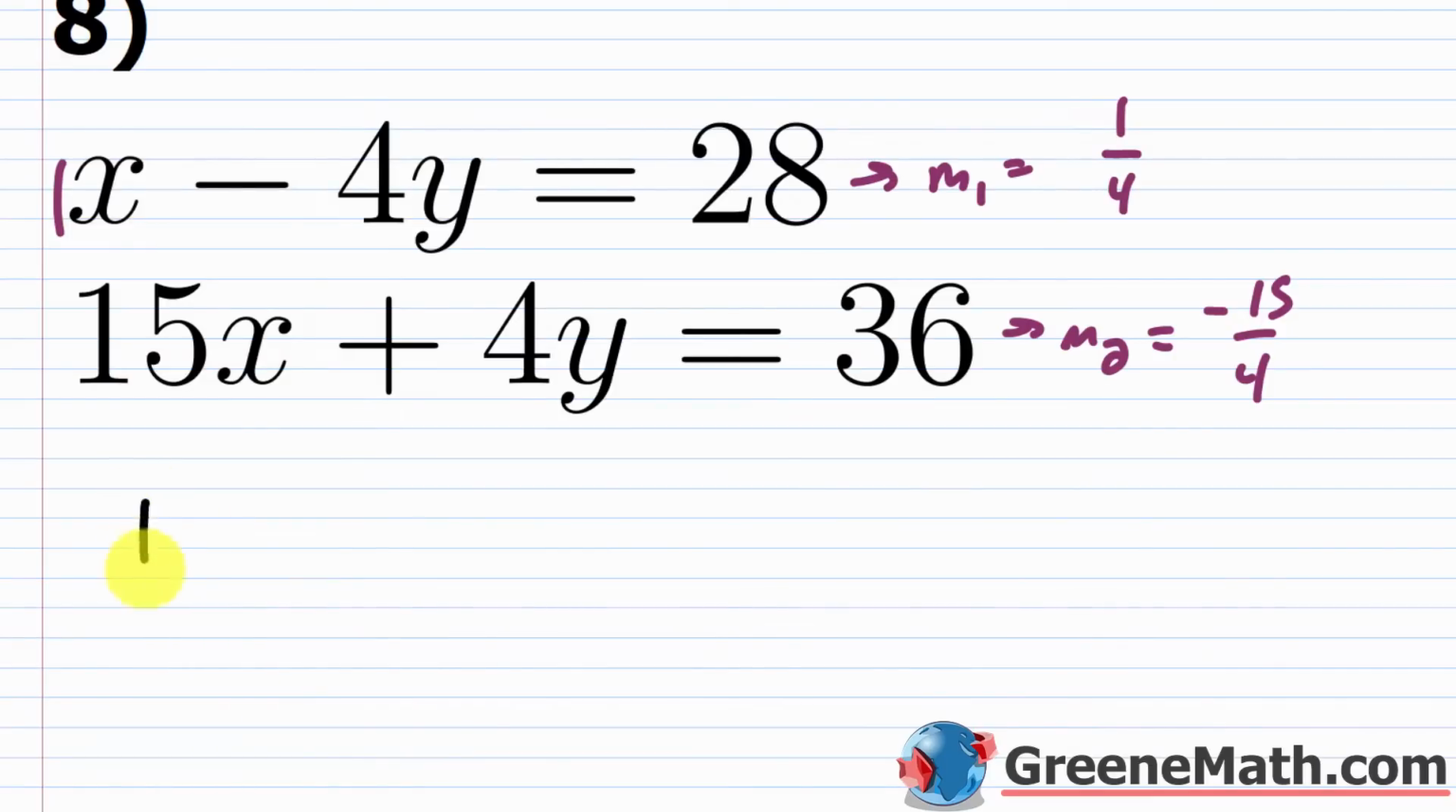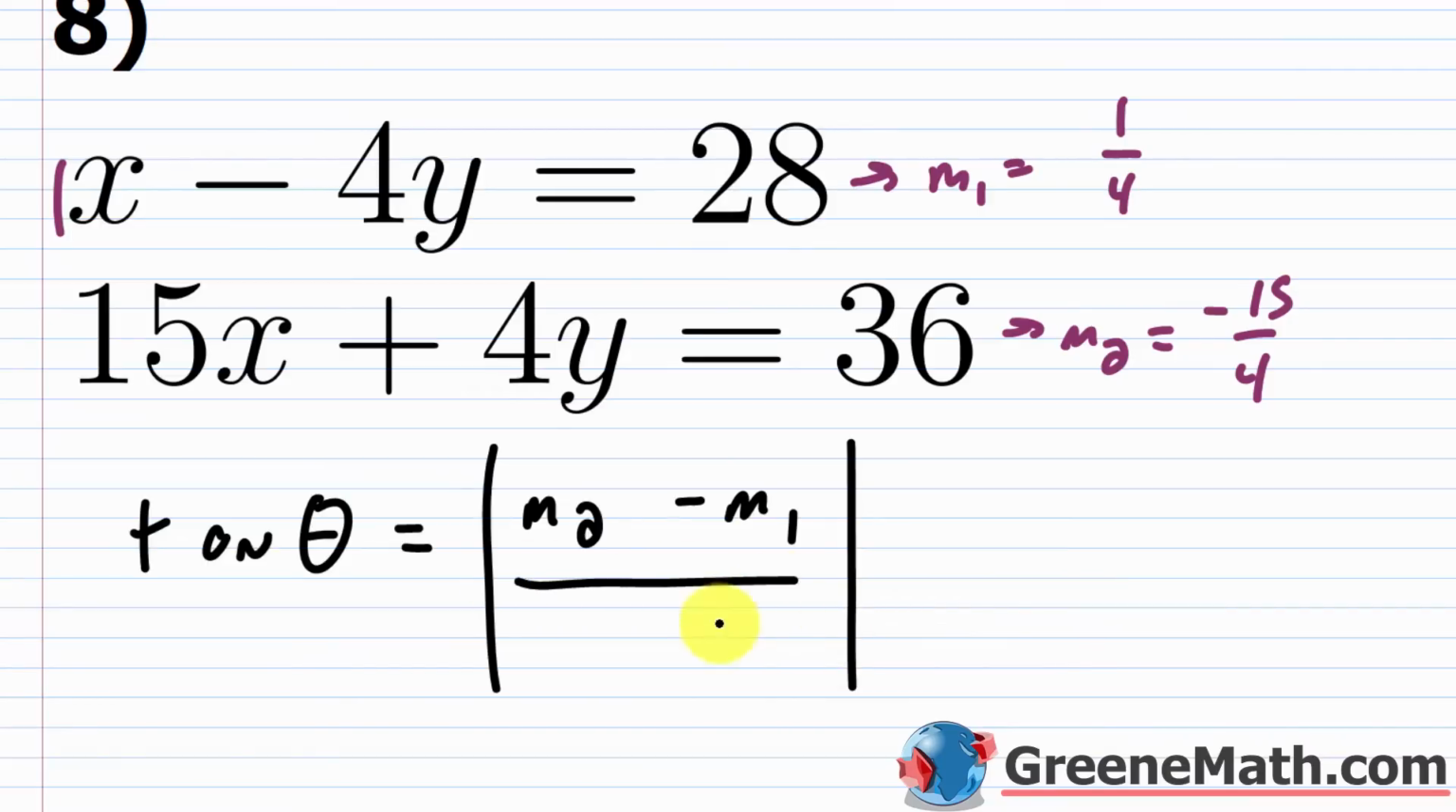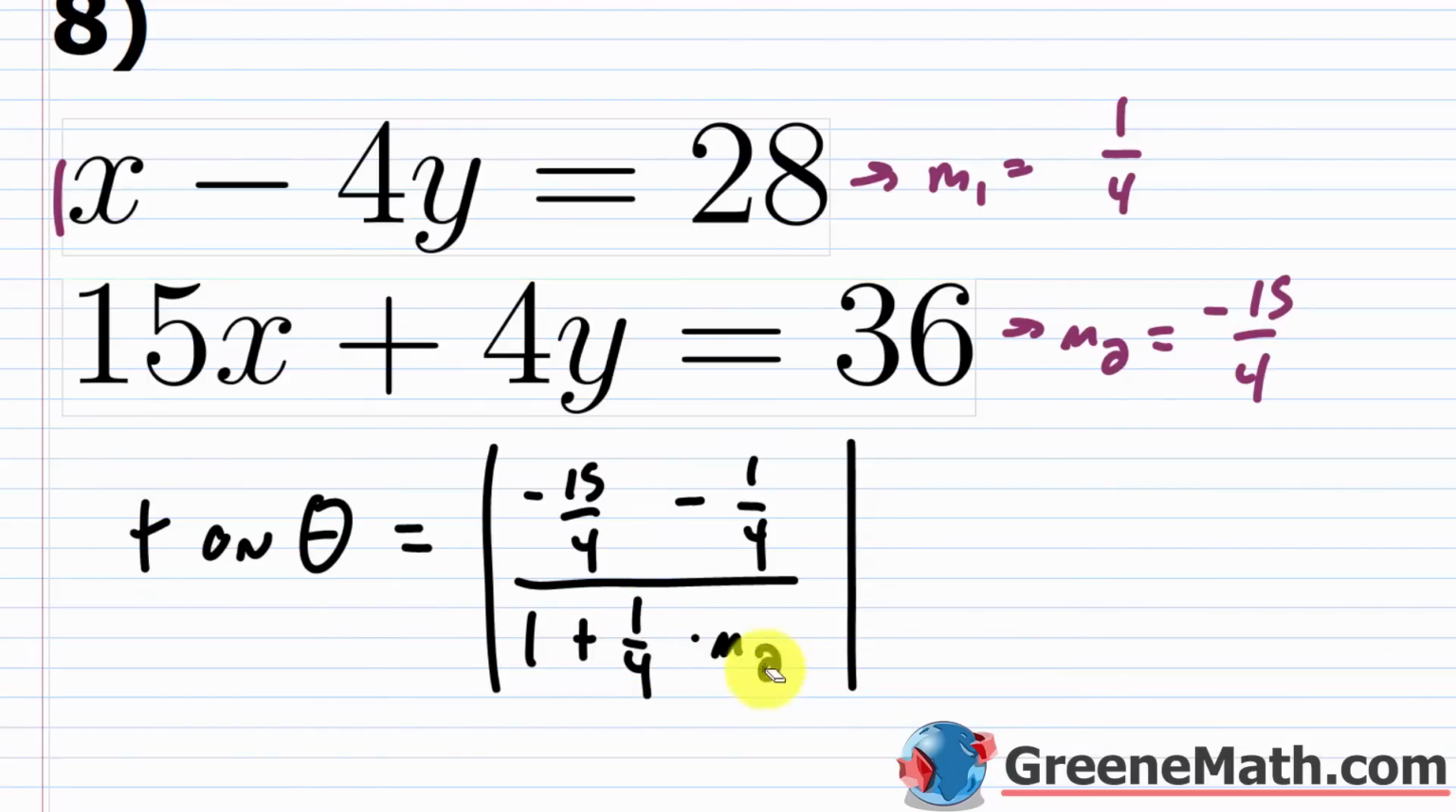So we're going to say that the tangent of theta is equal to the absolute value of, you have m sub 2 minus m sub 1 over, you have 1 plus m sub 1 times m sub 2. Okay, so plugging in, m sub 2 is negative 15 over 4. And then m sub 1 is 1/4. Down here, m sub 1 is going to be 1/4, and then m sub 2 is going to be negative 15/4.